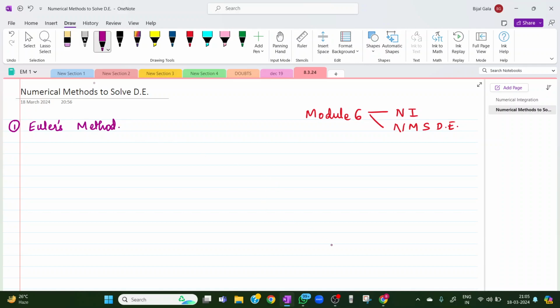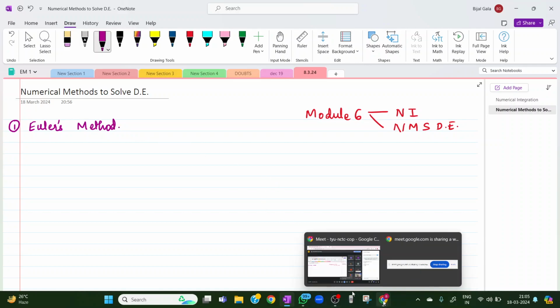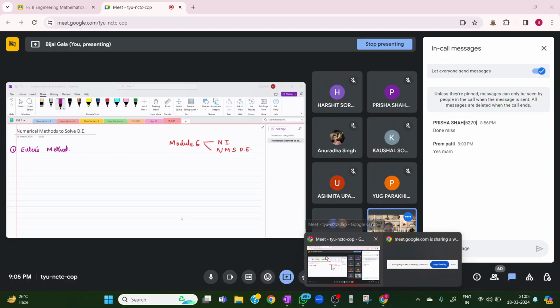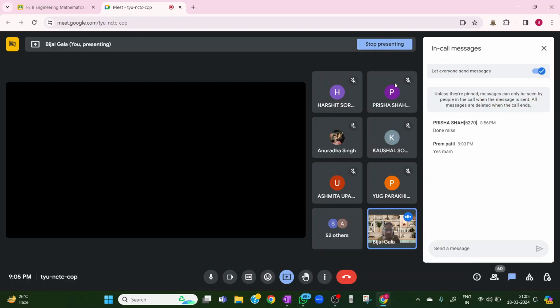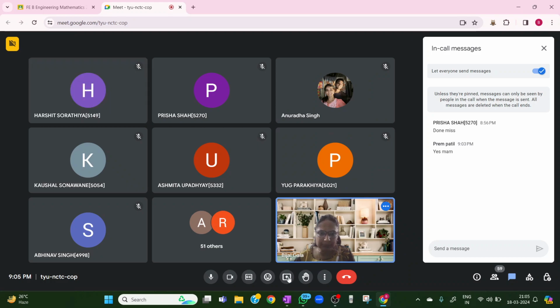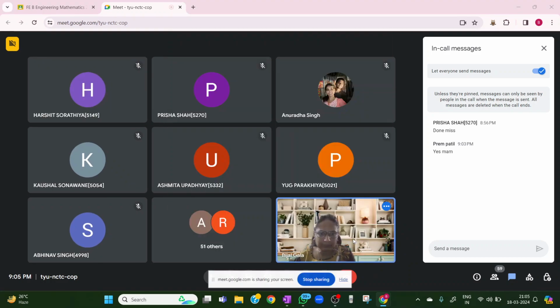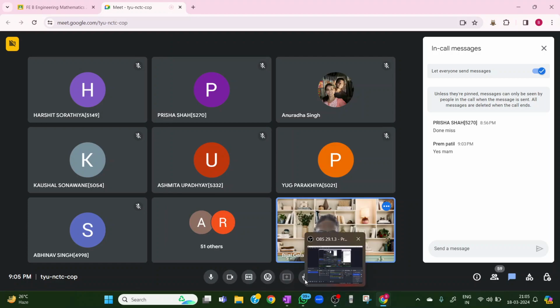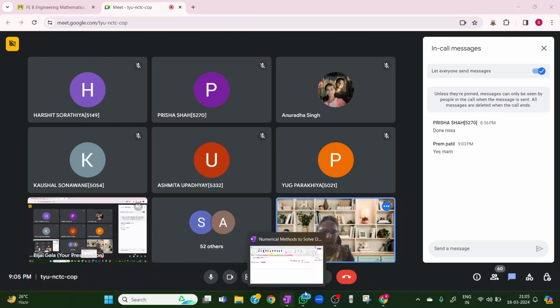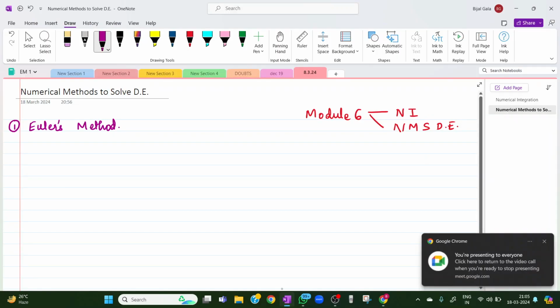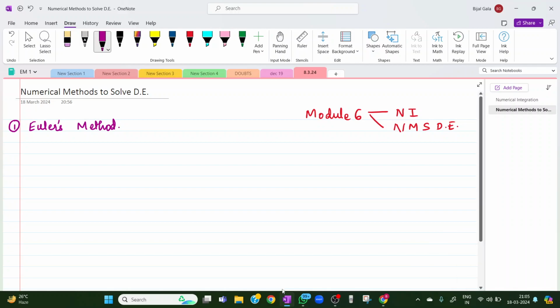Okay, I think I'll have to change my screen sharing type because I have to show your calculator also. So let me just change the screen sharing type. Is the screen visible now to every one of you? Yes, sir. Okay, fine.